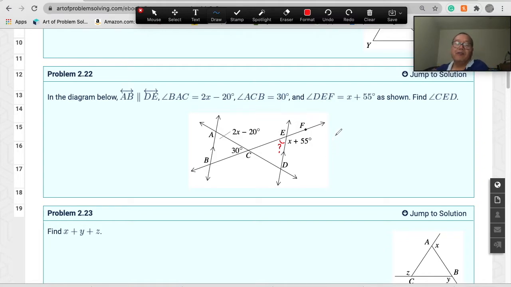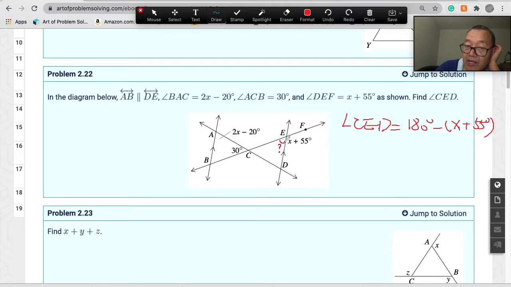Okay, to find CED, you can definitely use the straight angle. Because they give you this angle equals x plus 55 degrees, we can write this angle CED as 180 degrees minus x plus 55 degrees minus this, but then we still have this x here.